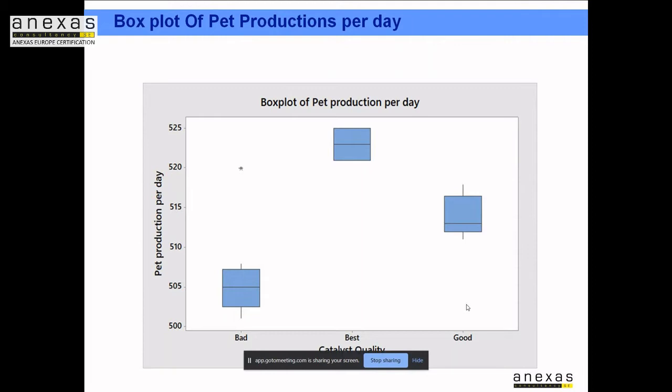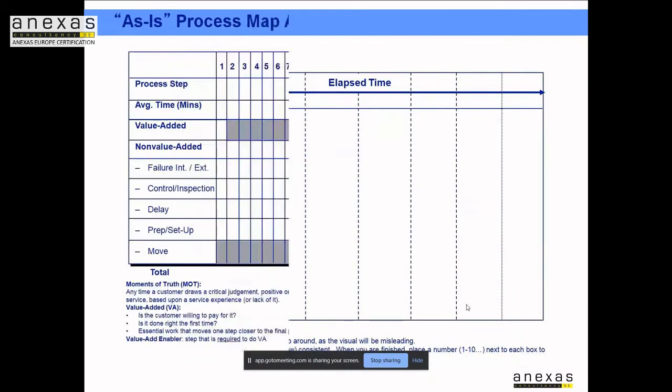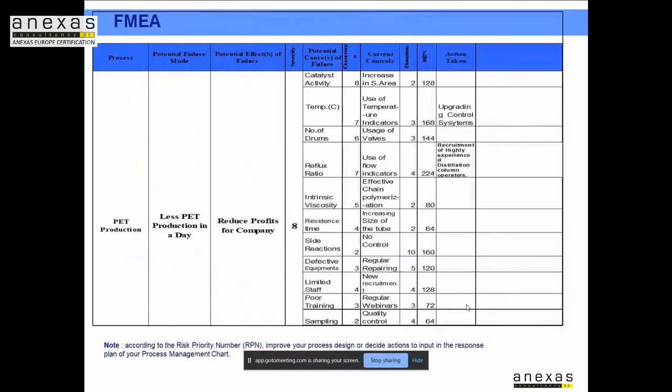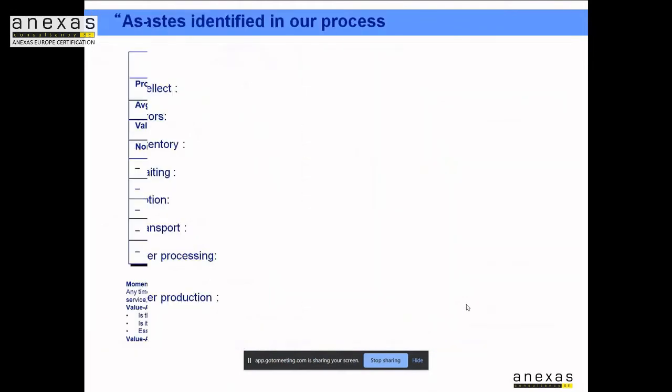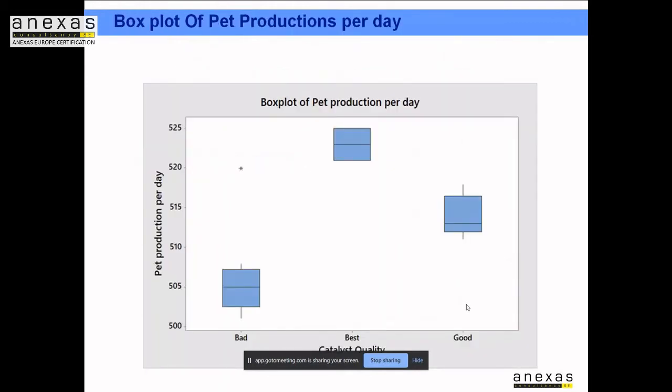Thanks a lot, sir. Sir, I'll show you the most important which you have done, an FMEA, sir. Please go ahead. Yes. But can you please go back? Sorry to tell you. Can you please go back? This is just for those who are learning from this training.